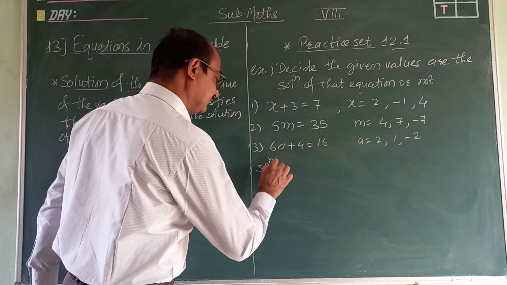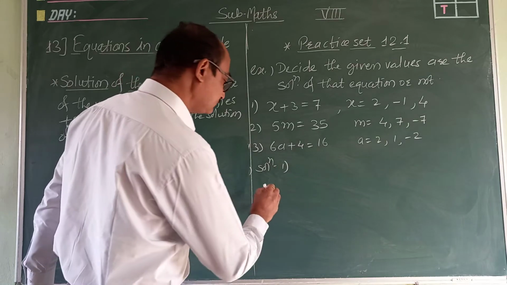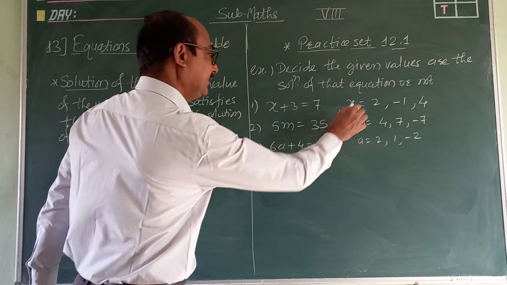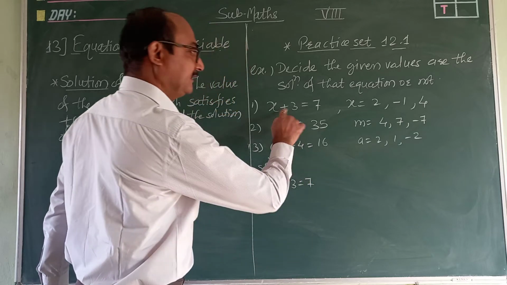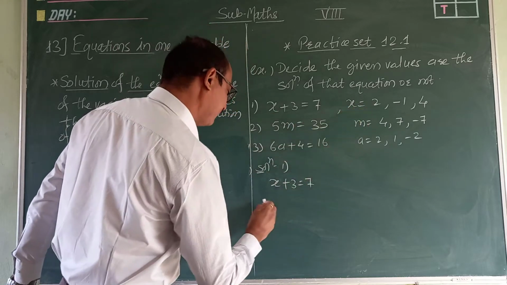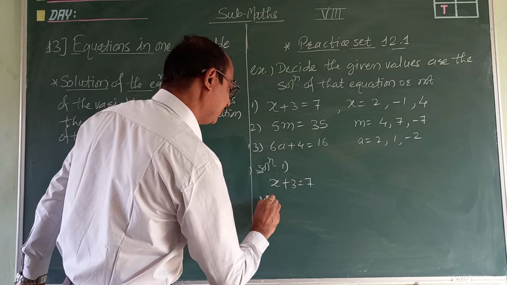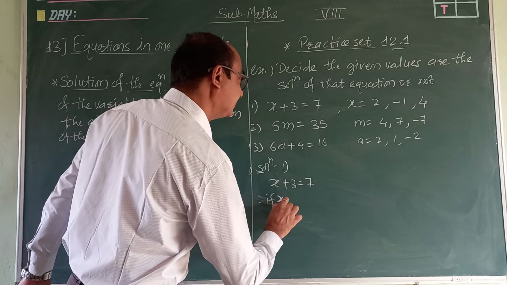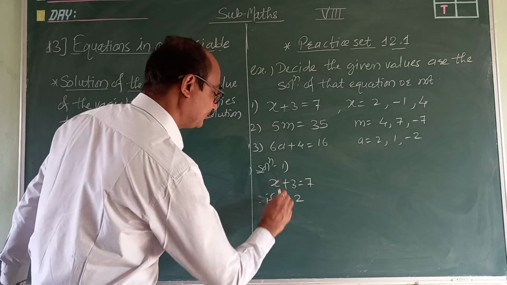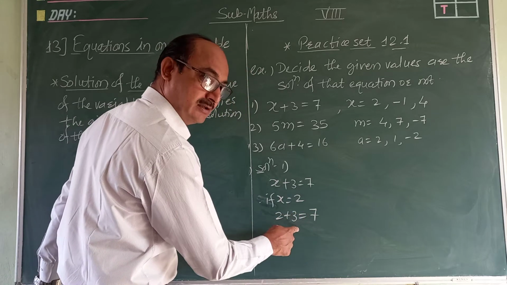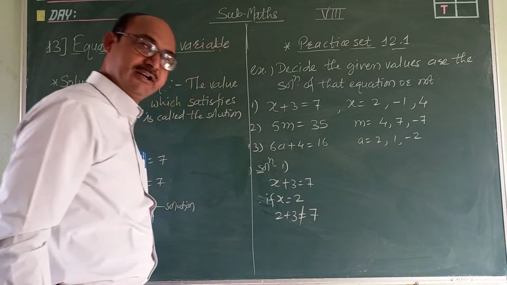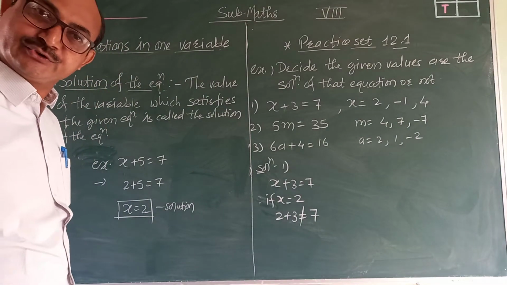So here see, solution of first one. You have to take the value. Equation is x plus 3 is equal to 7. So what is the first value? For first value, if x is equal to 2, put that: 2 plus 3. Can we say it is 7? No. So it is not equal. So this is not a solution.